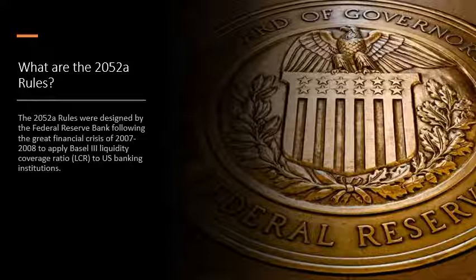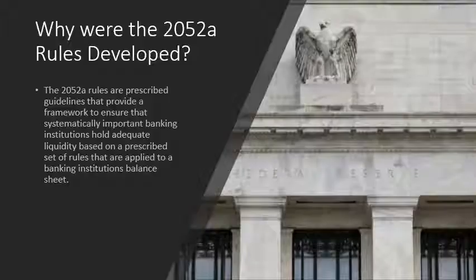These are a set of rules that were designed by the Federal Reserve Bank following the Great Financial Crisis of 2007 and 2008. As many of us remember the collapse of Lehman Brothers and banks that were too big to fail, these rules apply the Basel III liquidity coverage ratio as a requirement for large U.S. banking institutions, reducing the potential for too big to fail or failures of the banking industry that could cause systemic collapse of the economy.